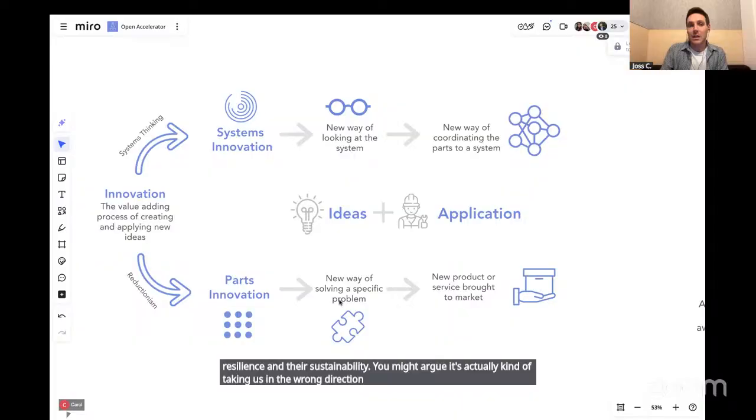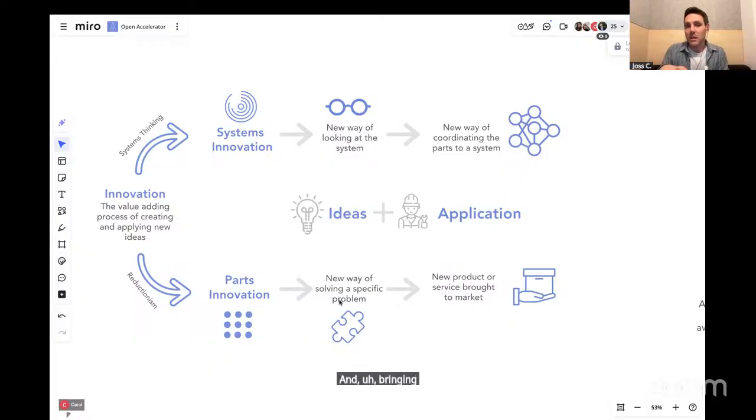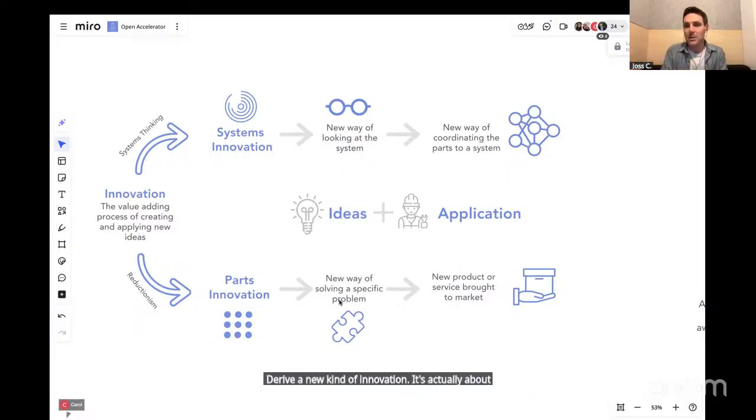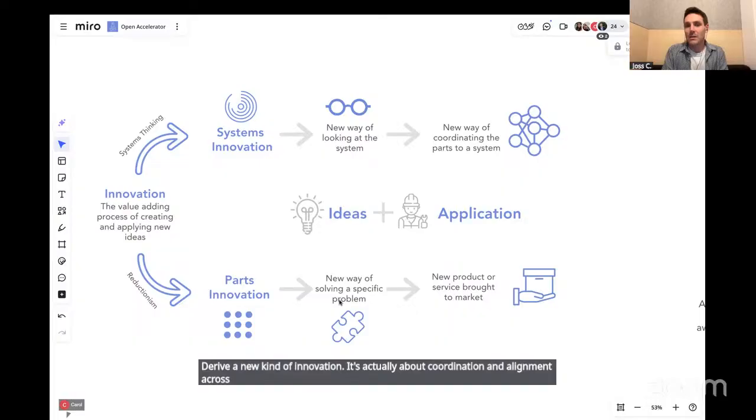So we're saying actually we need a different kind of innovation, this systems innovation that's really considering that system and bringing in this thinking from systems thinking that helps us look at the world in a new way. And then from that new way of looking at the world, derive a new kind of innovation that's actually about coordination and alignment across a broad network of actors to enable the emergence of new structures and outcomes in this system.